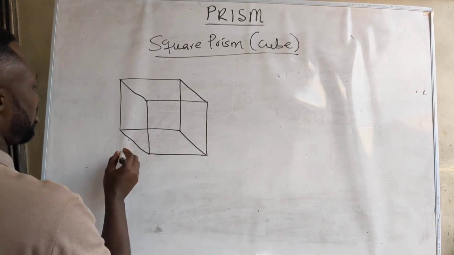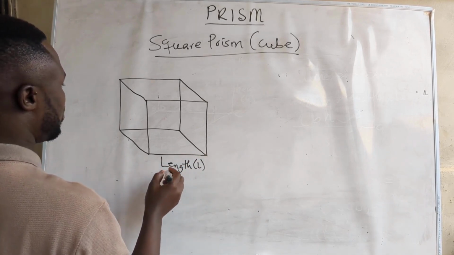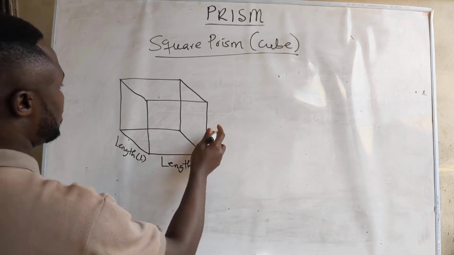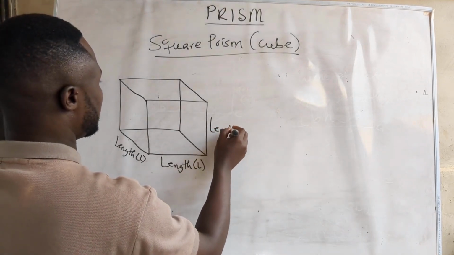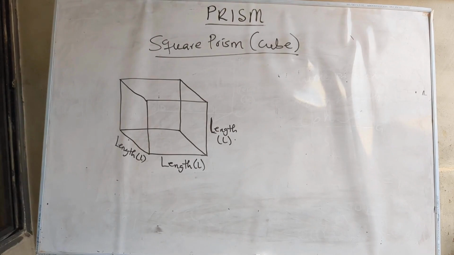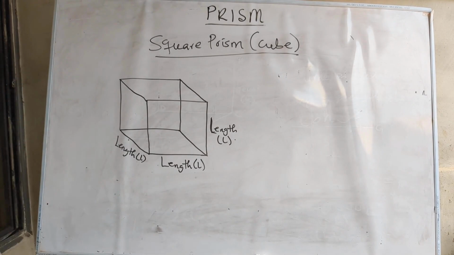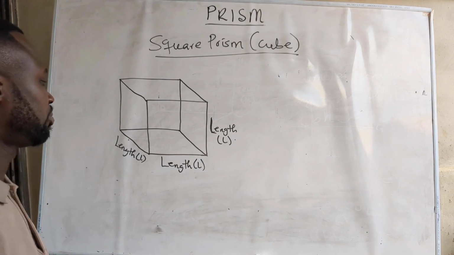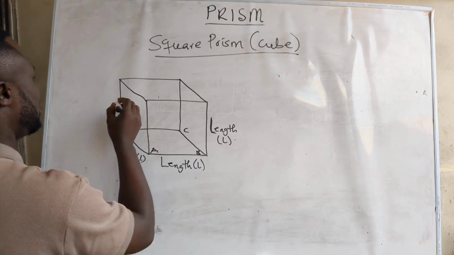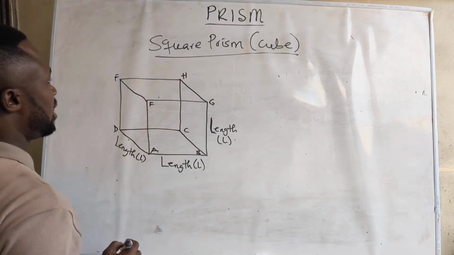So for square prism, since all the dimensions are the same, if here is length, then here also will be the length, and then this side also will be the length. Since all the dimensions are the same, we go by the same thing, length times the length. All right. So this is about square prism, and square prism is similar to rectangular prism. So the dimension A, B, C, D, E, F, G, and then H.